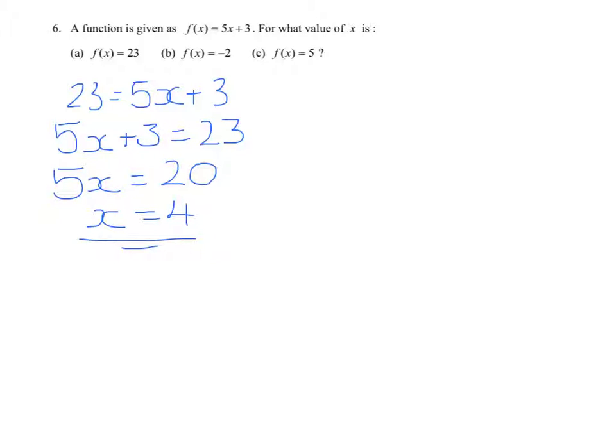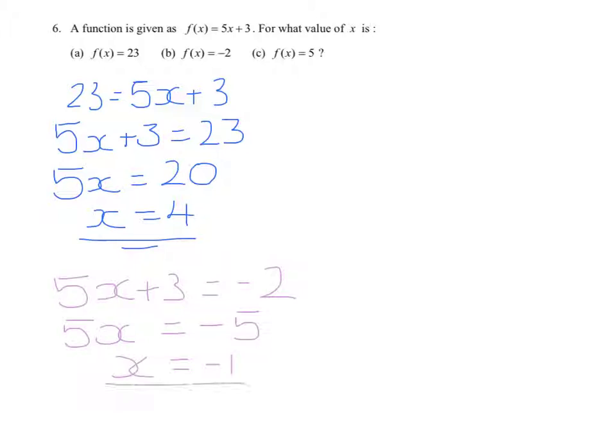I'm going to look at the second example. f of x equals negative 2. f of x is 5x plus 3. I'm told that that's equal to negative 2. I'm going to subtract 3 from each side, leave me with 5x. Negative 2 subtract 3 is negative 5. So 5x is negative 5. x must be negative 1, dividing by 5.